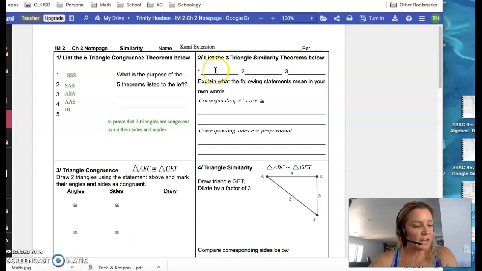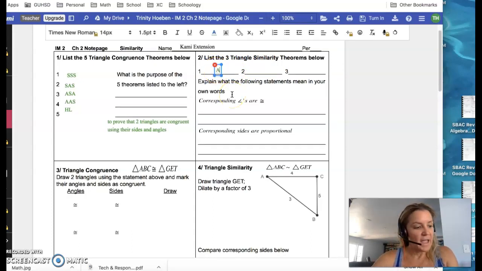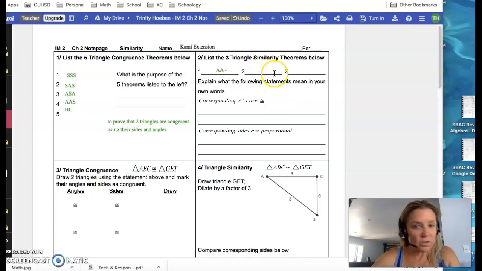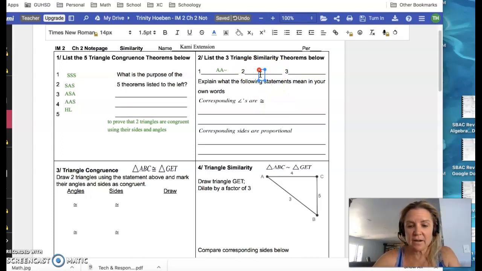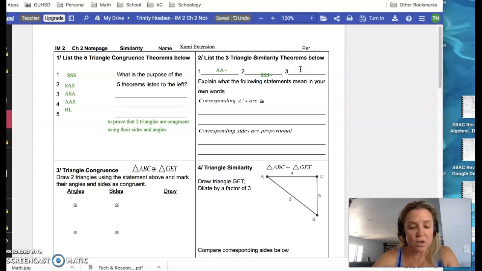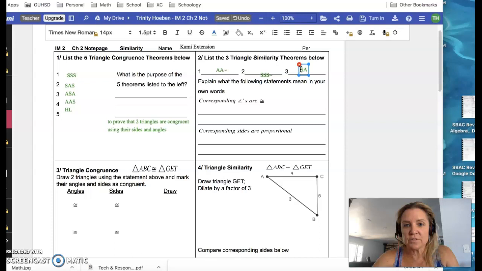Similarity has angle-angle similarity. It's the similarity symbol. There's another one called side-side-side similarity. And then there's one called side-angle-side similarity.